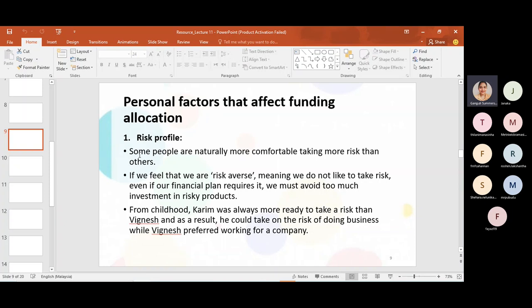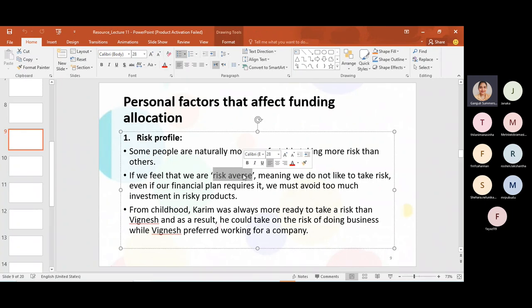Risk profile means to which extent you can take risks. Your risk taking ability, your risk taking capability, is called risk profile. Some people are naturally more comfortable in taking risks, whereas some people are not good at taking risks. The people who are not good at taking risks are called risk averse. Risk averse means we do not like to take risks.